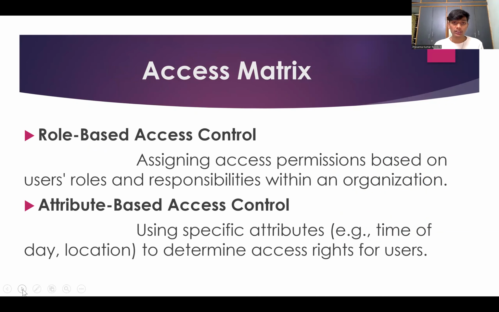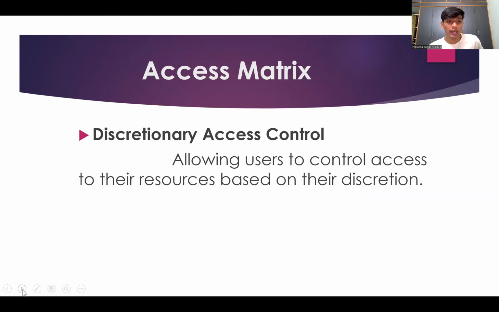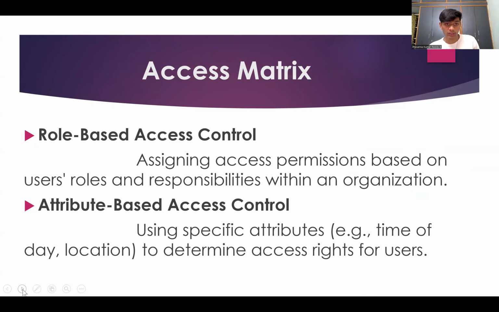Access matrix. Access matrix has three subtopics, that is role-based access control, attribute-based access control, and discretionary access control. In role-based access control, assigning access permission based on users' roles and responsibilities within an organization, that is, the permission is given based on the user's role and responsibility within the organization.